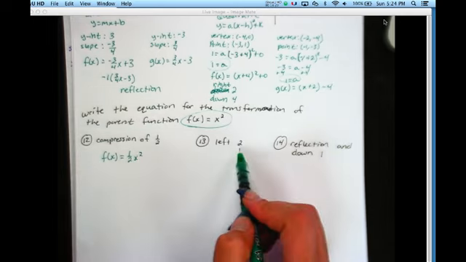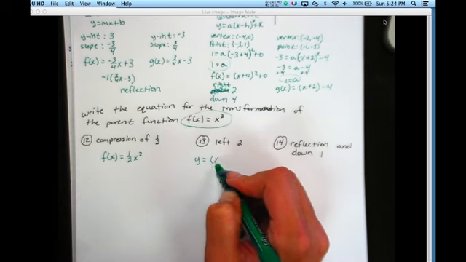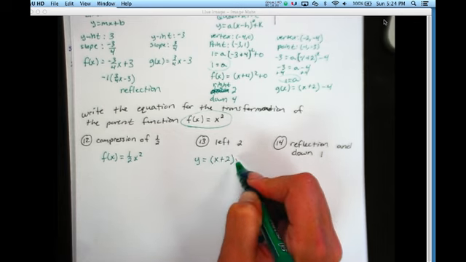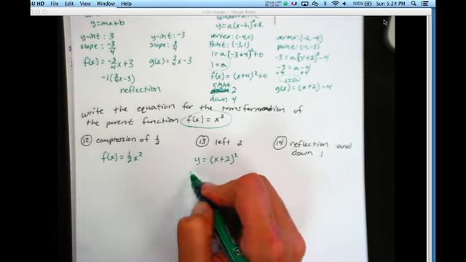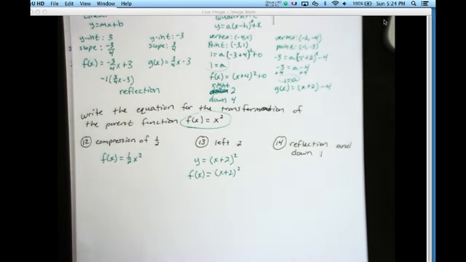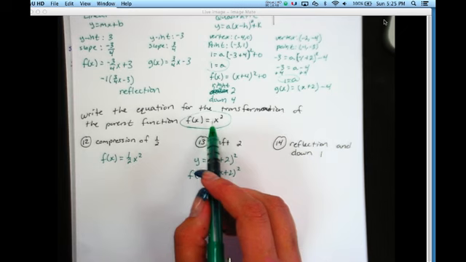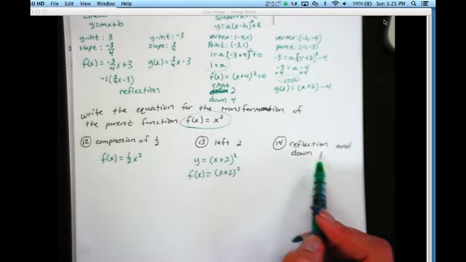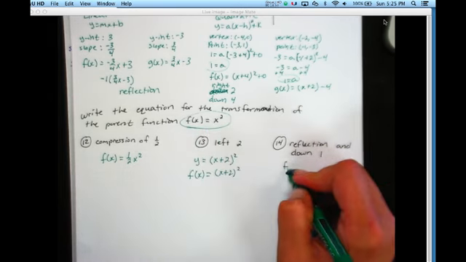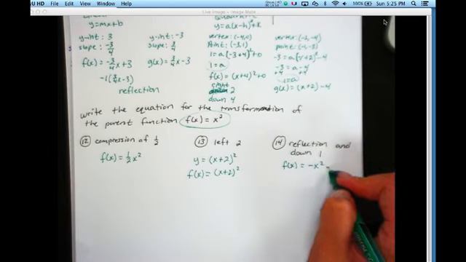Okay, for the next one, left 2, so that's inside the set of parentheses for the general equation. So it would look like y equals, and then x plus 2, since we're going to the left, squared. Or if you still want to be in function notation, it would just be f of x equals x plus 2 squared. Okay, a reflection tells us that we're going to be opening down, so we need a negative out front. And then since we're going down 1, we would subtract that on the outside. So f of x equals a negative x squared, and then minus 1.